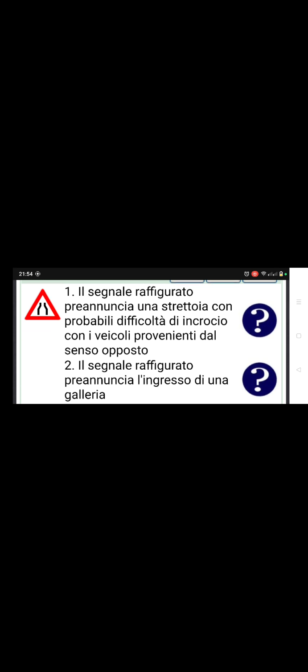So here we are. Restringimento asimmetrico, so the shrinkage. So our first question. Il segnale raffigurato pronuncia una strettoia con probabile difficoltà di incrocio con il veicolo proveniente dal senso opposto. Yes, it's true. So this sign figure is announcing a shrinkage, with the possibility of difficulties of coming across vehicles that are coming from the opposite side, just because of the shrinkage. So it will be difficult for the vehicles to pass easily.